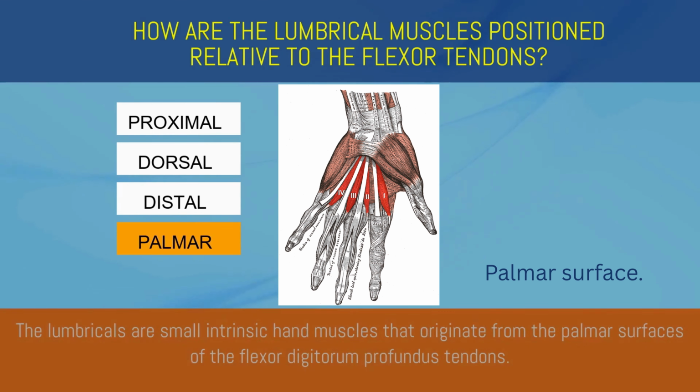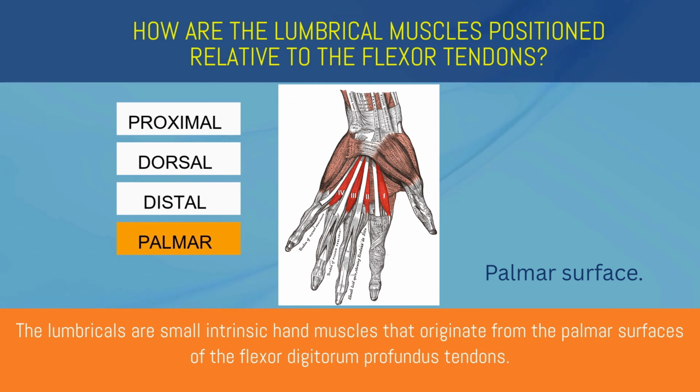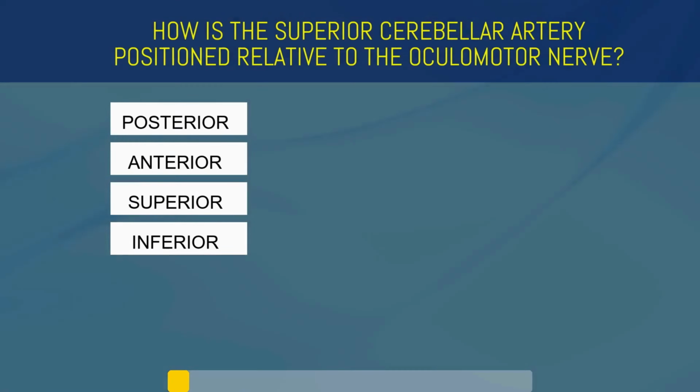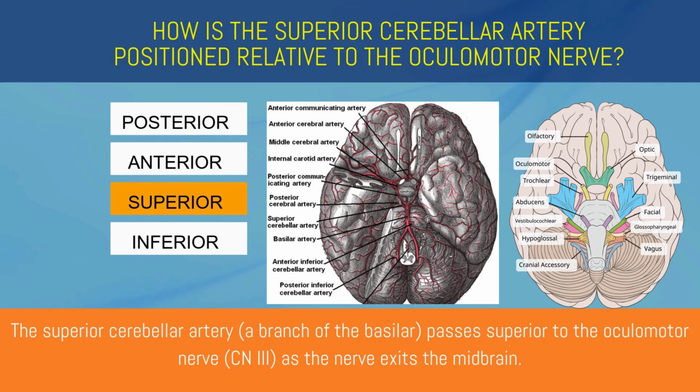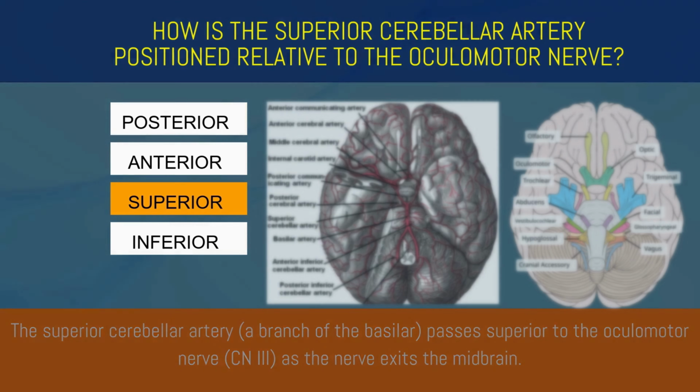Palmar. The lumbricals are small intrinsic hand muscles that originate from the palmar surfaces of the flexor digitorum profundus tendons. How is the superior cerebellar artery positioned relative to the oculomotor nerve? Posterior, anterior, superior, or inferior? Superior. The superior cerebellar artery passes superior to the oculomotor nerve as the nerve exits the midbrain.